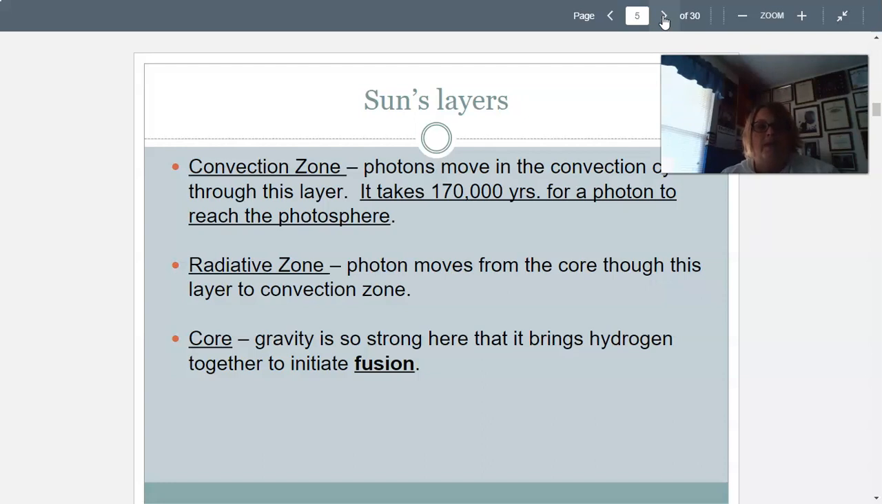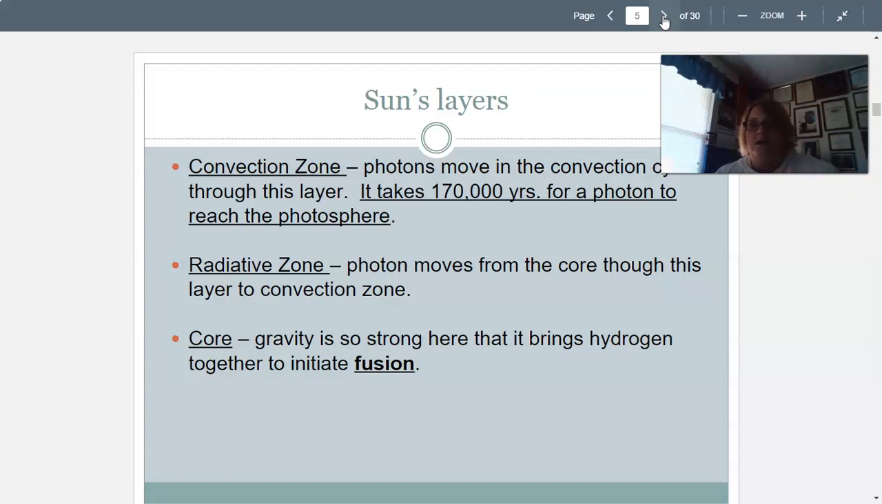Now, from the convection zone, we go down to the radiative zone. And that's where the photon moves from the core to this layer to the convection zone. So it's kind of a highway, think of. Those photons leave the core and they radiate out to go to the convection zone.